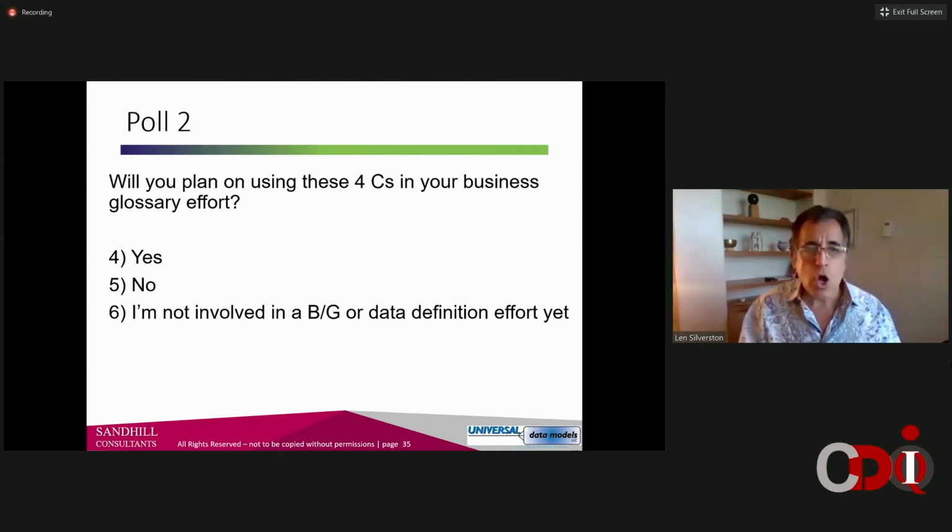So I've just talked about the 4 C's, being clear in terms of the essence of it, being concise, very important, being consistent, common vocabulary, and also considering taxonomy and ontologies to give you context. I want to ask you in a poll, Robert, can we bring up a poll? How many of you would plan on using these 4 C's in your business glossary effort? Yes, no, or I'm not yet involved.